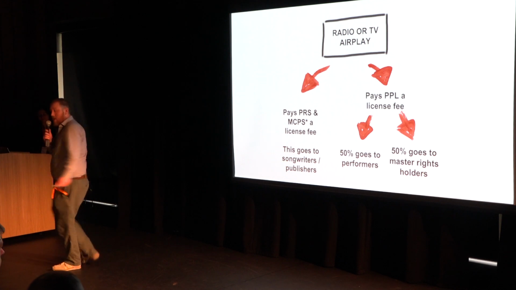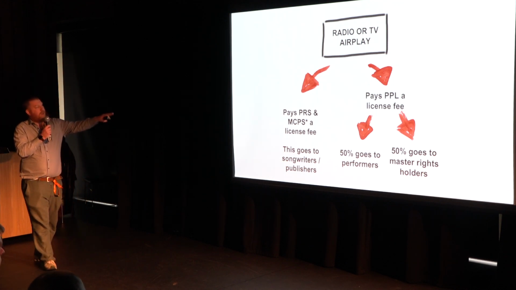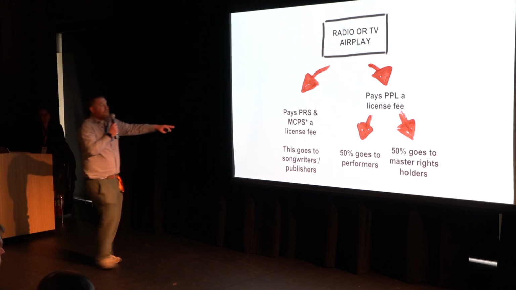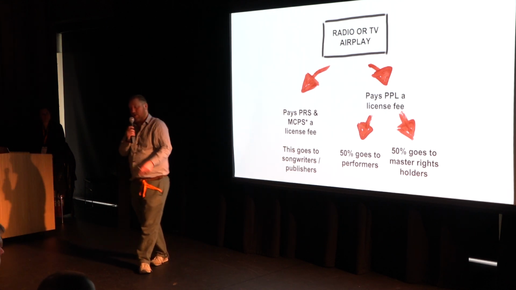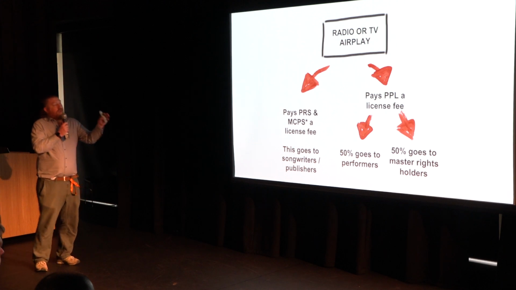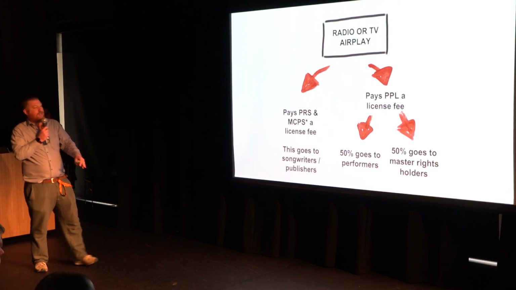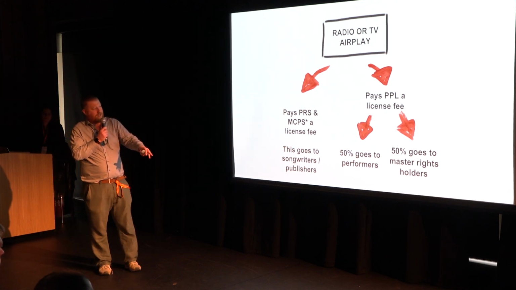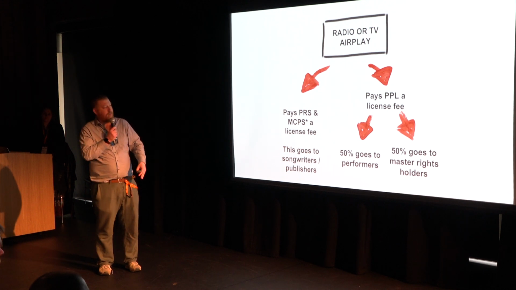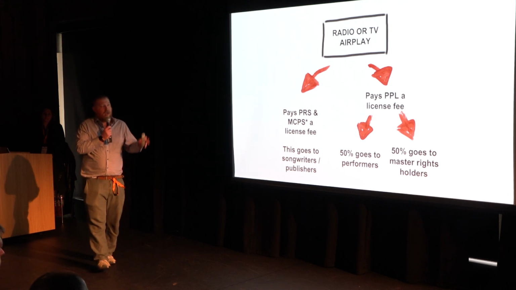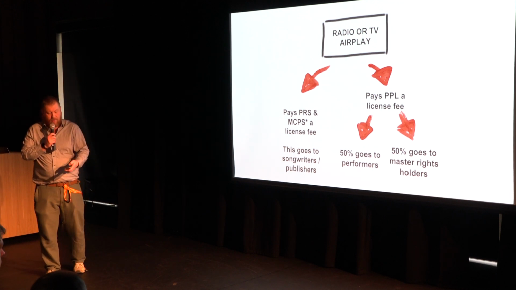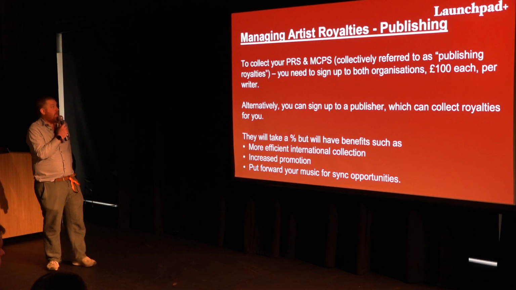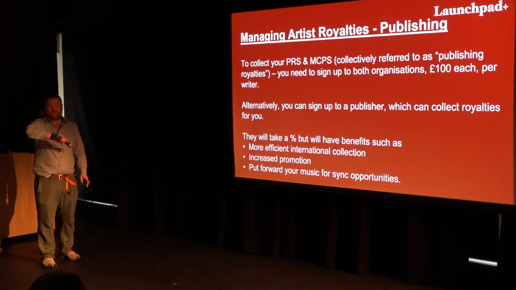So, radio play, as we said, pays PRS and MCPS a license fee, do radio stations, that then goes to the songwriters or the publishers if you've got yourself a publishing deal. For the recording side, it pays PPL a license fee, and that pays 50% to the master rights holder, which traditionally would be the record label, and 50% to the performer. As I keep saying, the master rights holder, if you are self-releasing, is you. How are we doing? I'm doing all right.